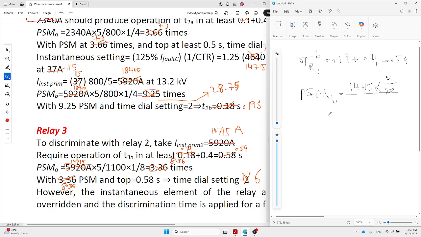Where is the pickup current? The pickup current is 8, given here. So the final value, if you calculate well, reached 8.38. Okay, so this is the PSM backup and this is the operating time. Let's find out the time dial setting for this relay.